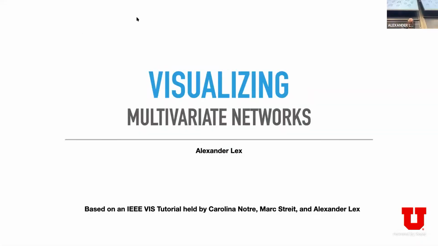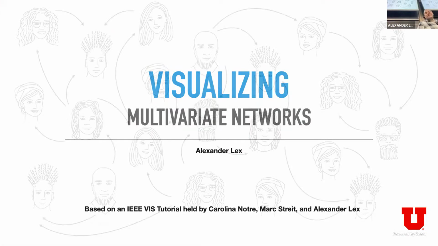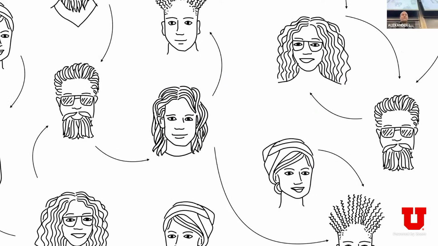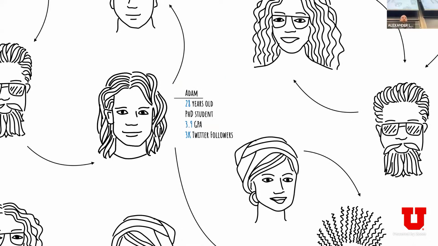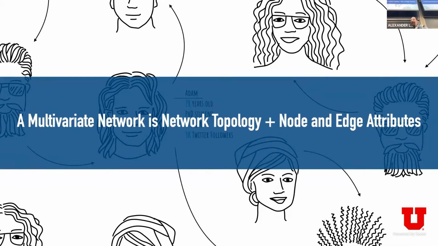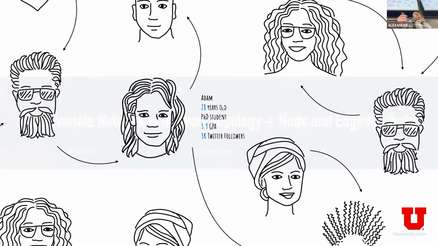And here we would have an example of a social network, but they're also about the attributes of those people. So if we have this person here, Adam, we would have his age, he would be 20 years old, he would be a PhD student with a certain GPA and 3,000 Twitter followers, right? And the multivariate network has both the topology and the node and the edge attributes. So we would have these attributes for every single person in that network, and we want to jointly analyze these attributes and the network at the same time.